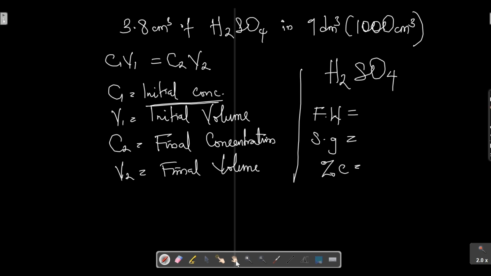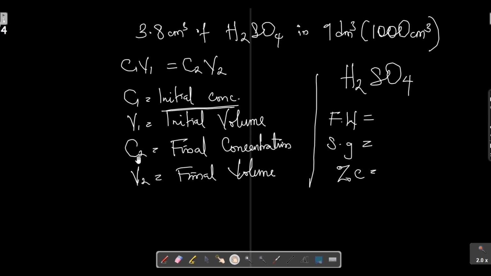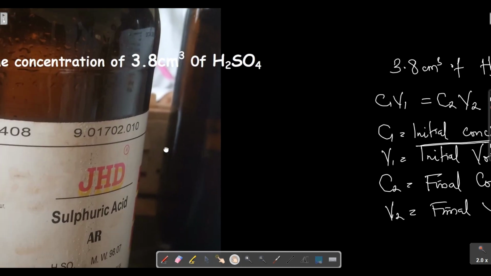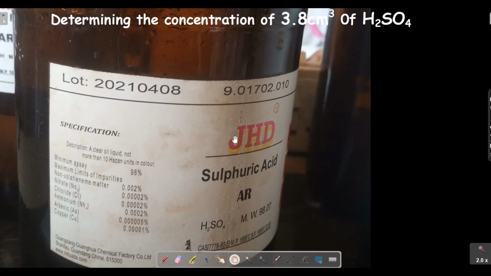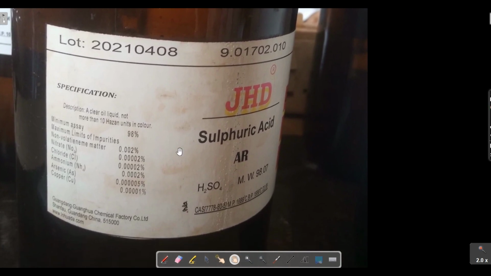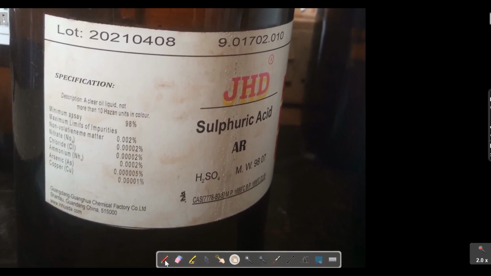Now, this is how you do it. If you have your Winchester bottle like this, you can get that information here. When you look at this very well, you see 98%. This tells you the percentage concentration of this stock solution, that it is 98% weight by weight.